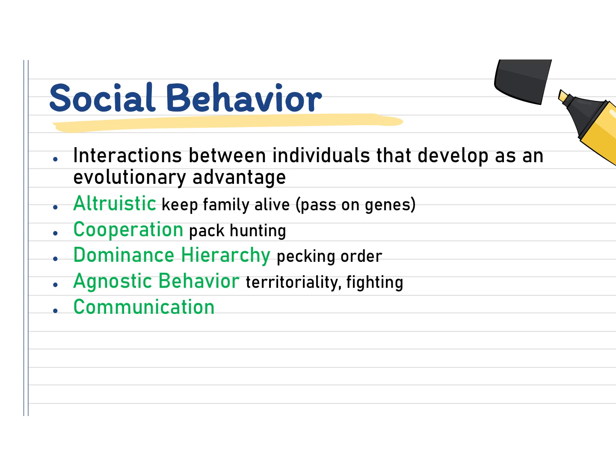Cooperation would be like pack hunting. Again, you're hunting for everybody to keep everybody alive. Everyone will get some. Dominance hierarchy is going to be the pecking order, the dominant male, keeping everything in order. Agonistic behavior is any kind of territoriality or fighting. This is where males are going to fight over mates or territory.